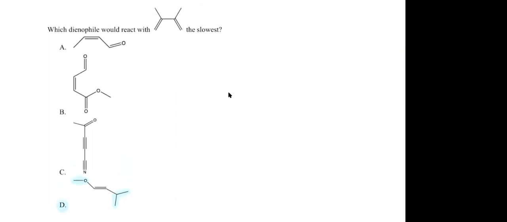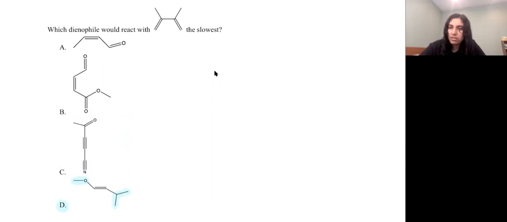So you would say the more electron donating groups is going to be the slowest? For the dienophile, yes. But for the diene, the more electron donating groups, the faster it is.